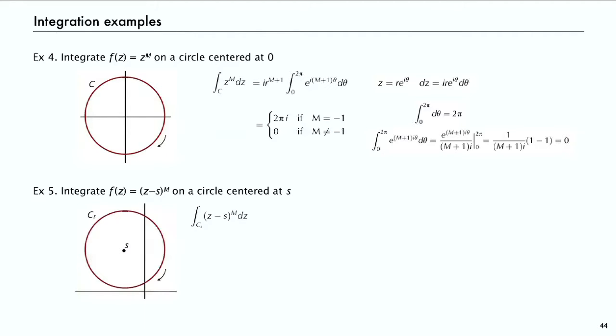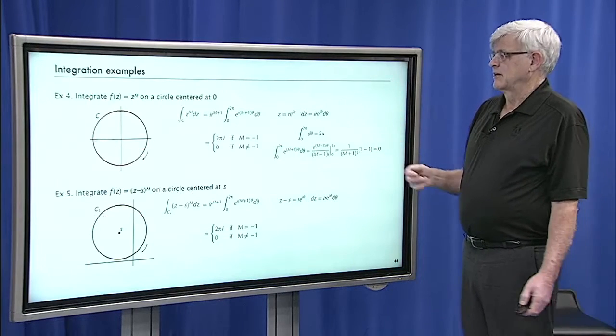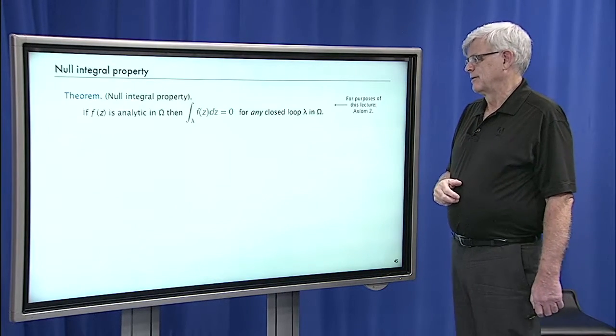Even if it's a circle centered somewhere else, say the integral of f of z equals z minus s to the m on a circle centered at s, it's going to be, and I'm not going to go through all the steps, almost the same as before. It's going to depend only on whether m equals minus 1 or not. So z minus s to the 10th is always going to be 0. But 1 over z minus s is always going to be 2 pi i. And these two are going to turn out to be important for integrating analytic functions. So that's a couple more examples of integration.